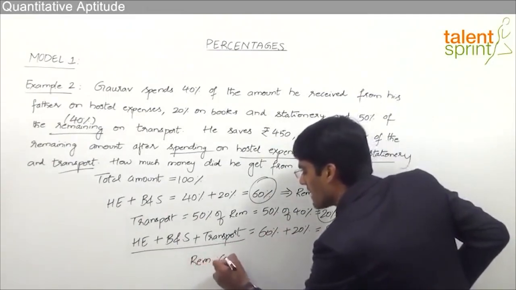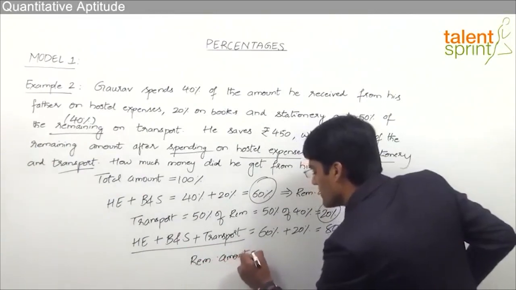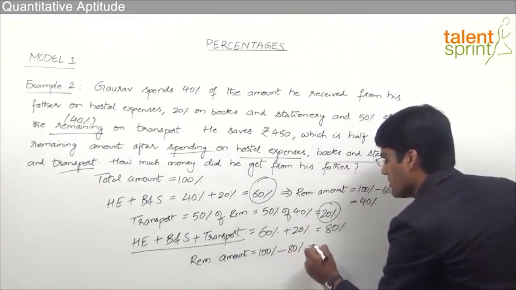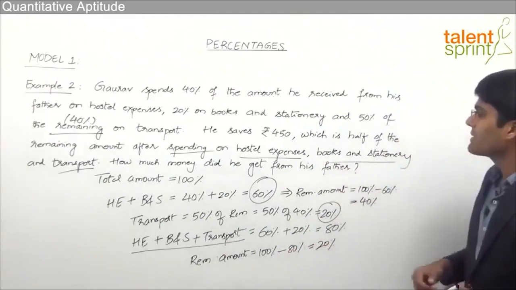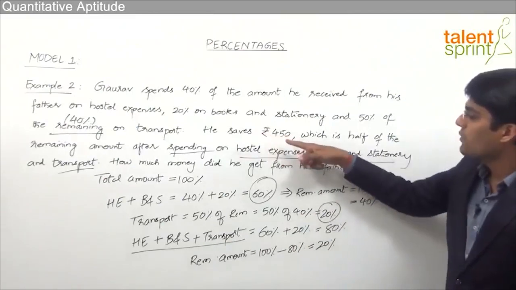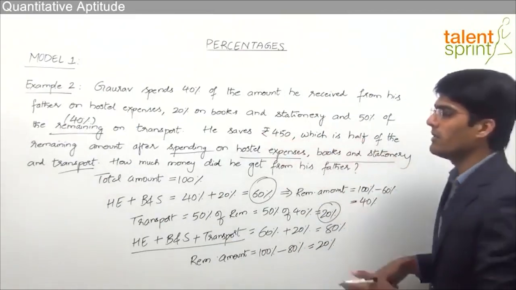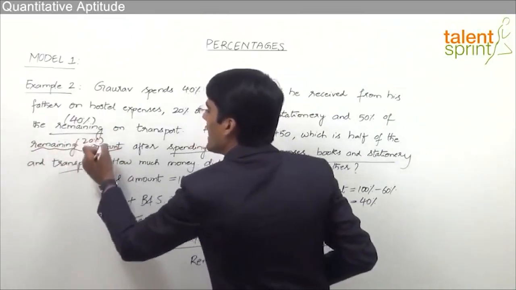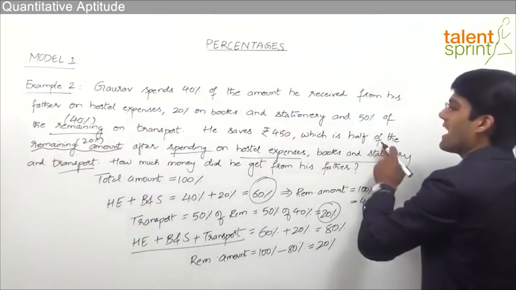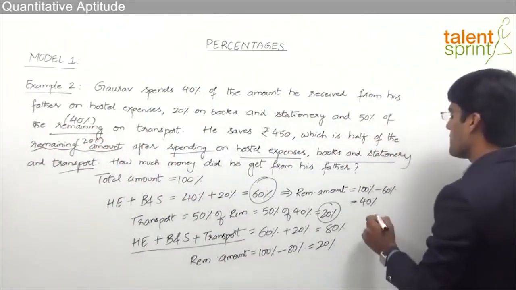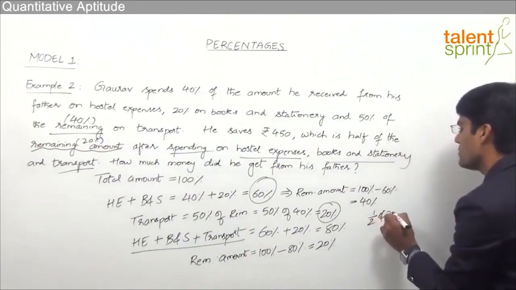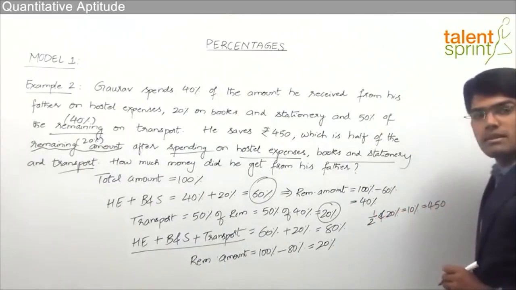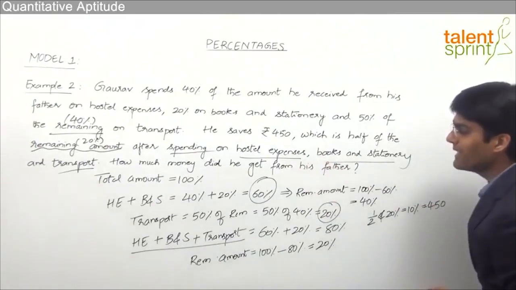Remaining amount after this will be equal to 20%, that is 100% total minus these three expenses 80%, which is equal to 20%. And the next part of the question says he saves 450, which is half of the remaining amount. We know that this remaining amount here is equal to 20%, and Gaurav saves 450, which is half of 20%. So half of 20% is equal to 10%, which is equivalent to 450 rupees as given in the question. And we are supposed to find out how much money did he get from his father.